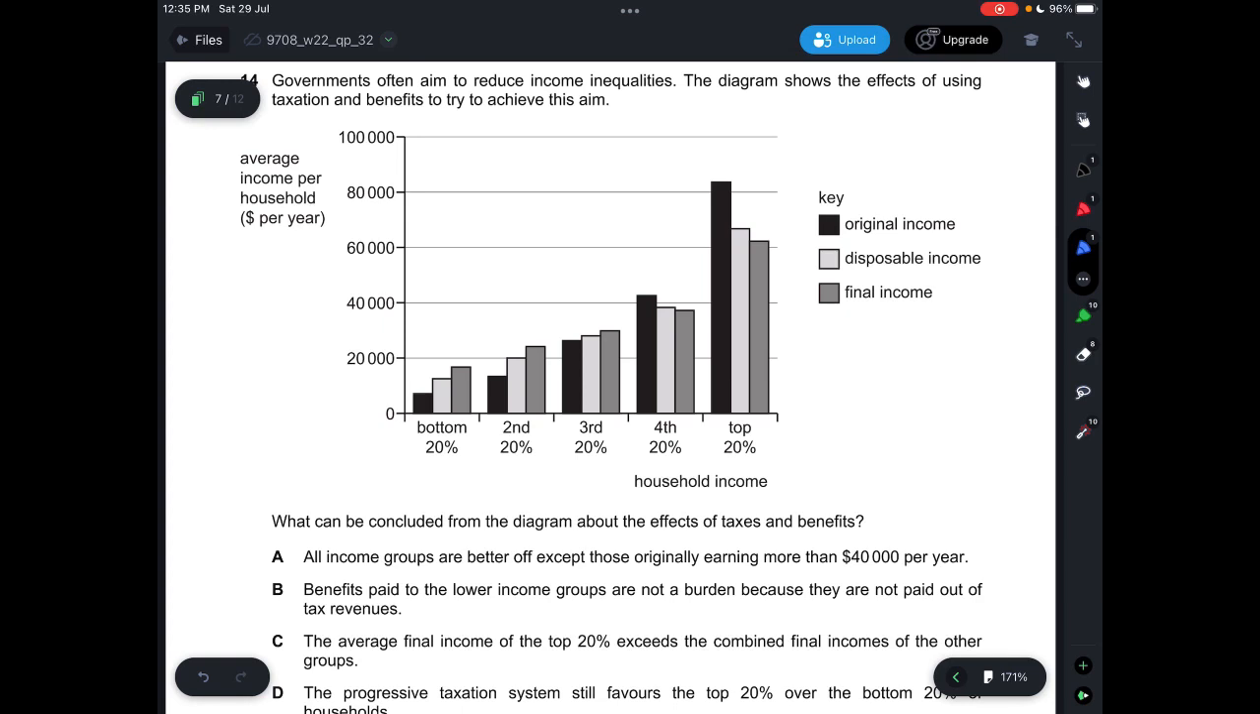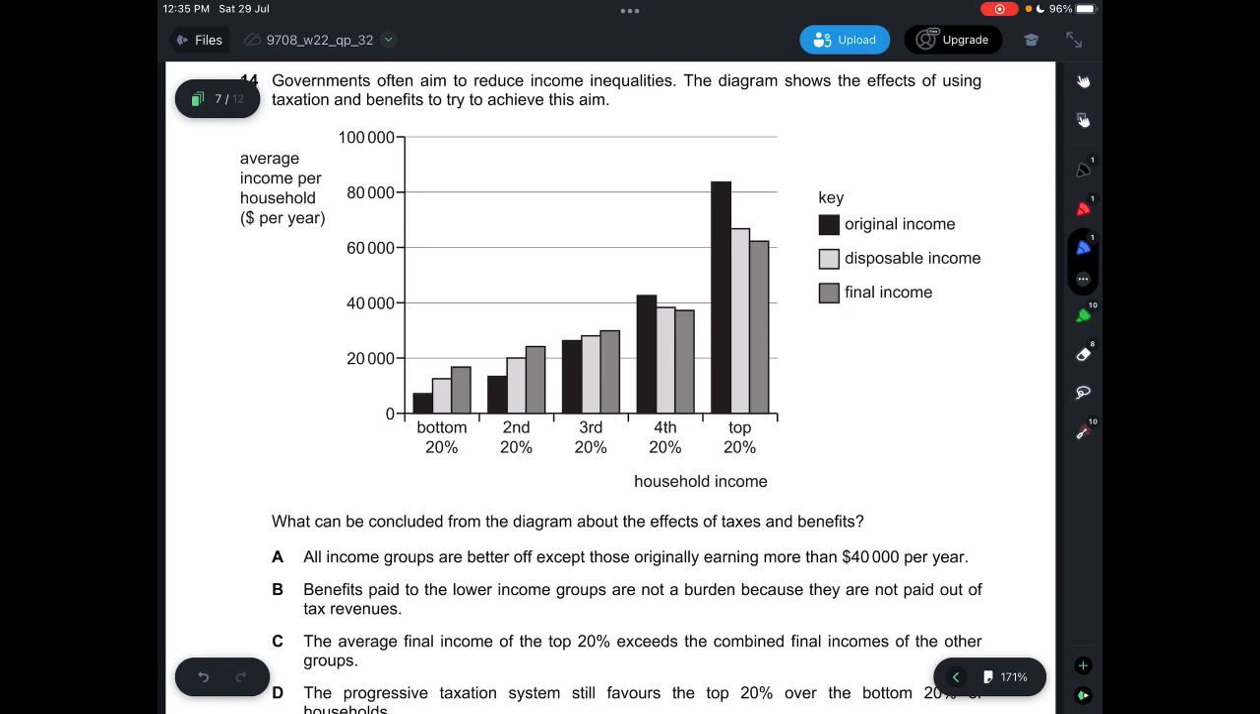But when you reach the fourth 20% and top 20%, you realize that they have a dip in their disposable income and a dip in their final income. And the worst one will be the top 20%. You see the original income is more than 80,000, but the final income is somewhere around $62,000. So what can we conclude from the diagram about the effects of taxes and benefits?